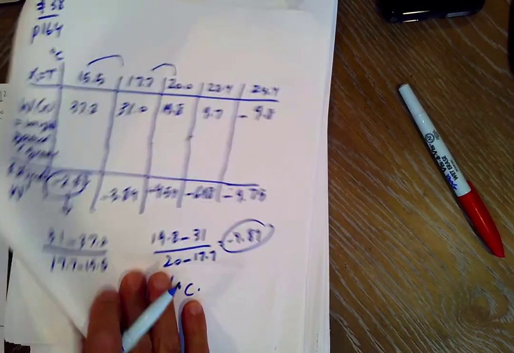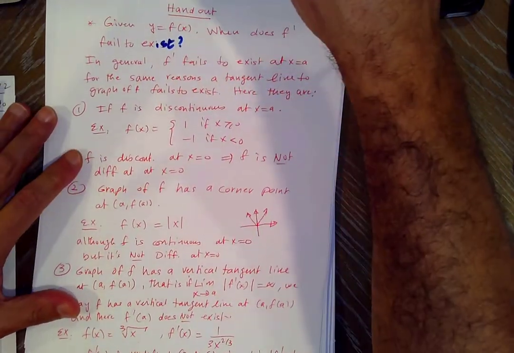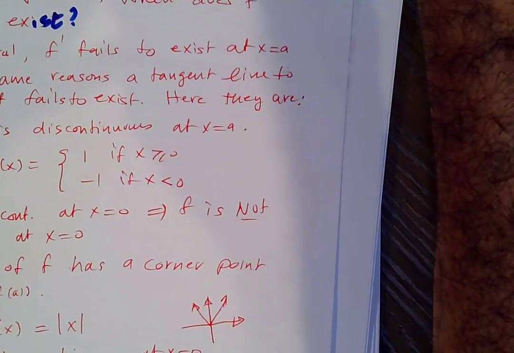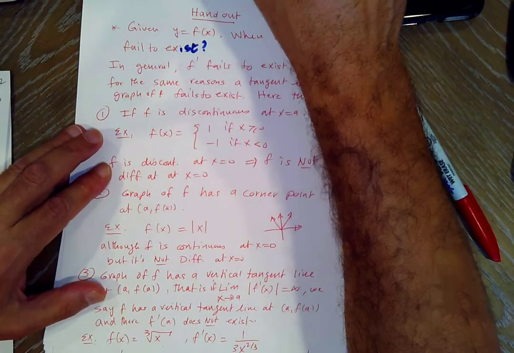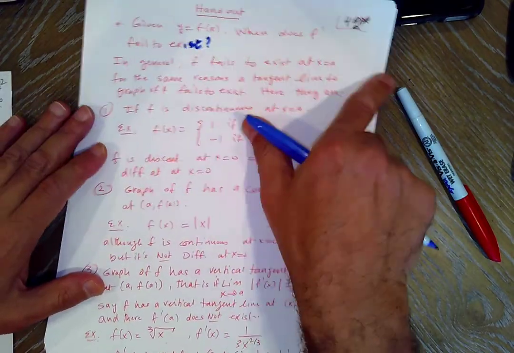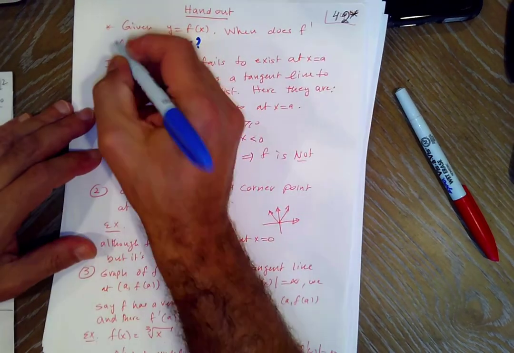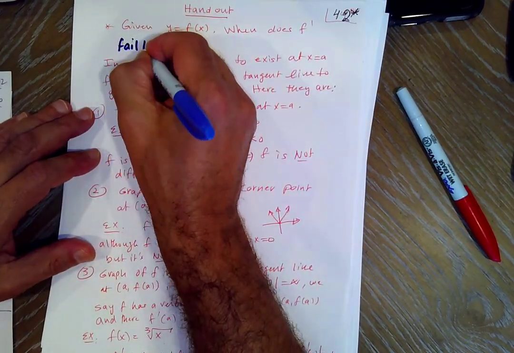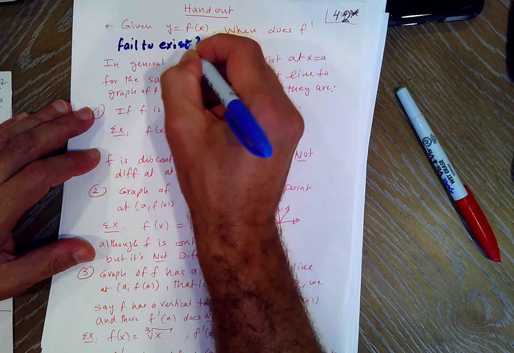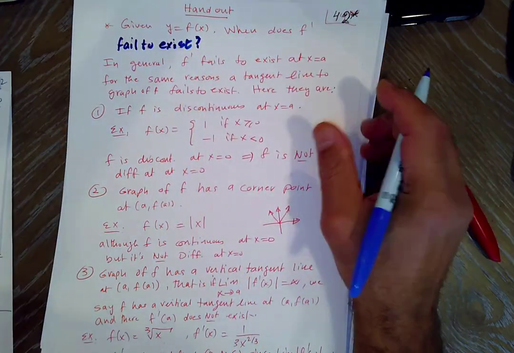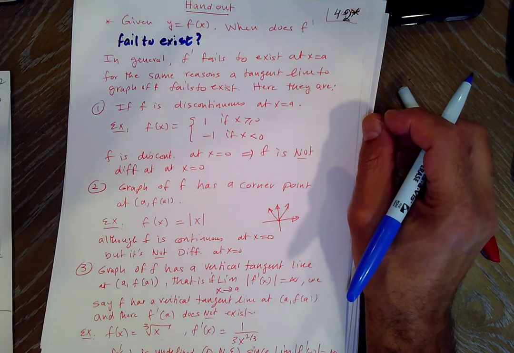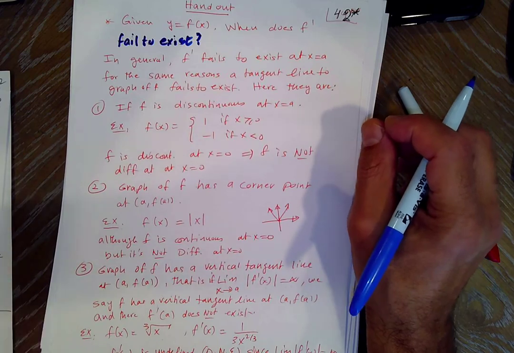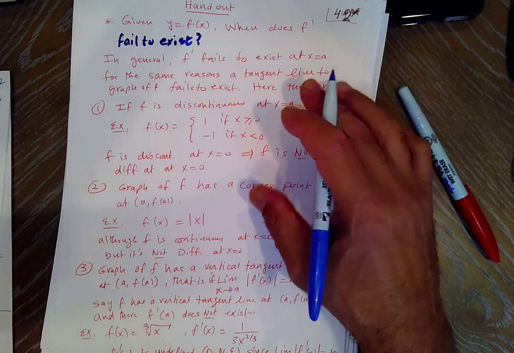All right, so now we have a question. I don't want to write all this down. It's a handout that you should all have on D2L, okay? So given a function, when does f prime fail to exist? When do we say the function has no derivative, or is not differentiable? Well, think about it. Derivative is the slope of a tangent line, okay? So if we cannot have a tangent line to the curve at a point, that means we cannot have a derivative. If we can have a tangent line, that means we can have a derivative, okay?